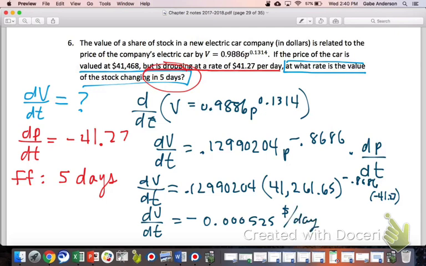So 0.00, gosh, that's right there in the bad spot. Let's try that again. So it would be negative 0.30525 dollars per day. That's still kind of in a bad spot.